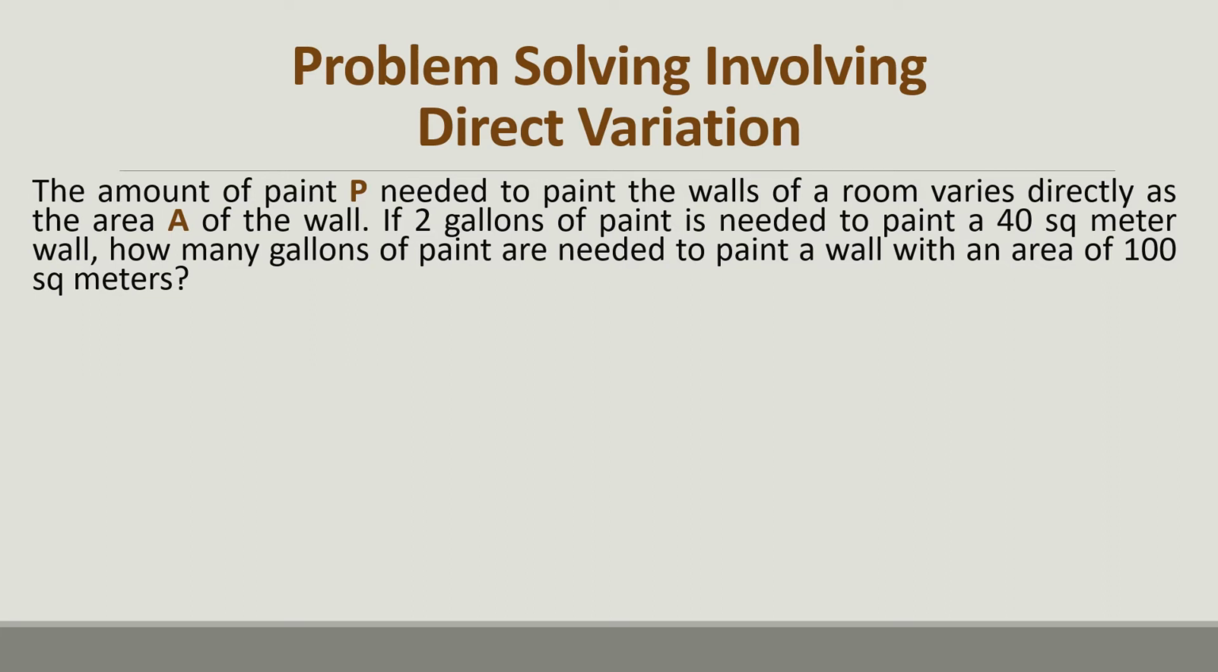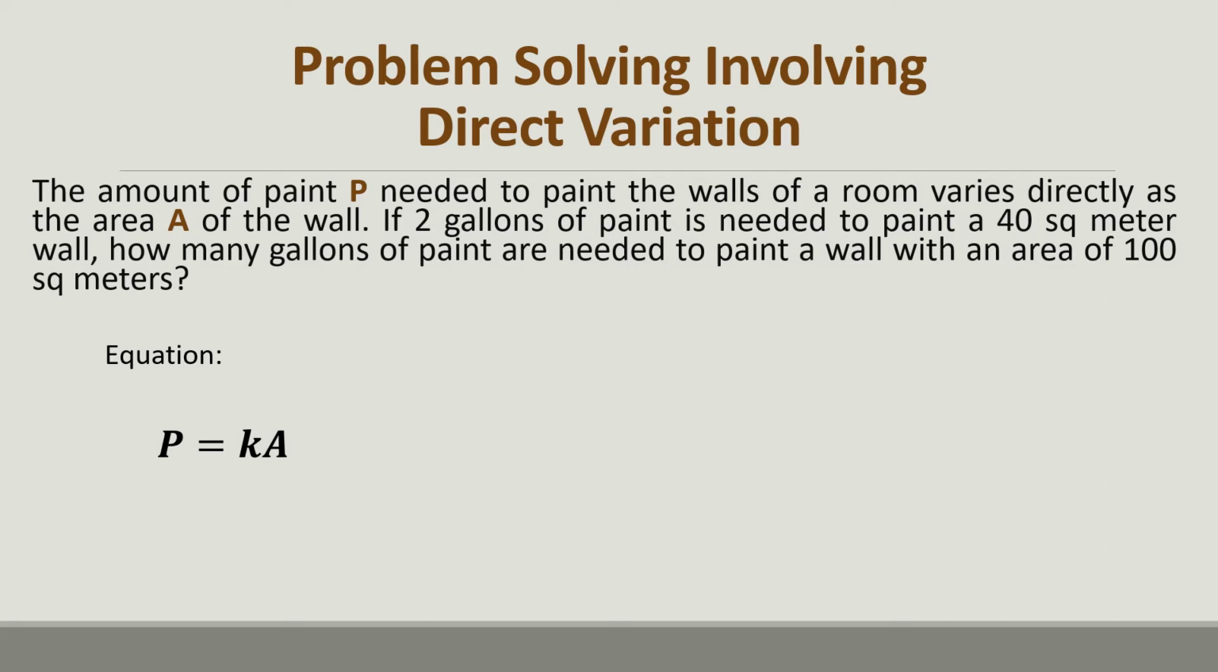Okay, so from there, we have to write the equation. So that's the second thing that we need to do after identifying the variables used. So the equation is P equals K times A, since it says the paint needed to paint the walls of a room varies directly as the area A of the wall. So P is equal to K times A, and in this case, again, K is the constant of variation.